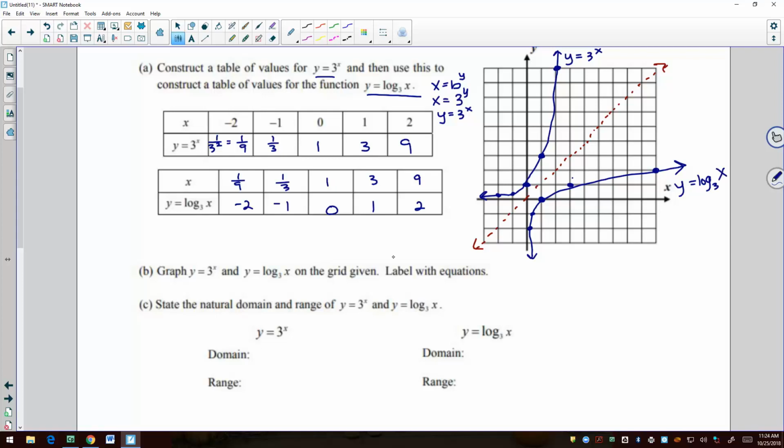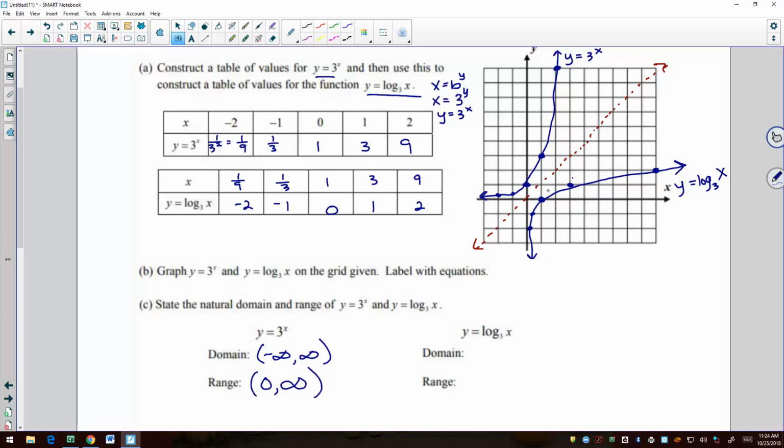So if you look at the domain of the exponential one, we can plug in any x in the entire world and we can get an output. So the domain is negative infinity to infinity, but the range is your y values. This graph will not ever reach 0 or go below it. So the range is from 0, and it won't touch it, so make sure it's a curved bracket, to infinity. Now let's look at the other graph.